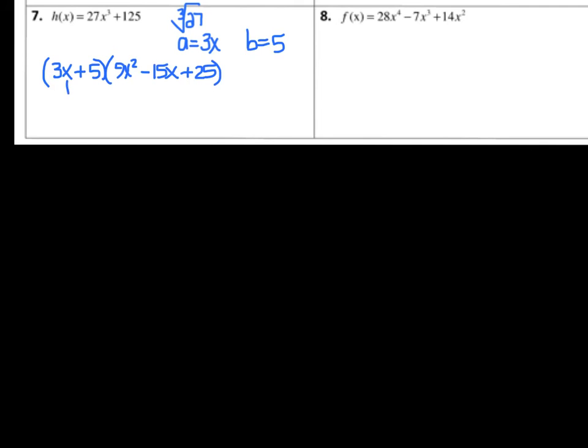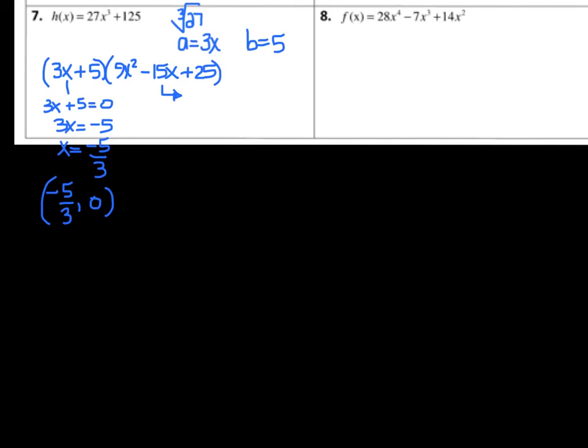I'm going to set this one equal to 0. I'm going to subtract 5 and divide by negative 3. So my first solution will be negative 5 over 3, 0. This one I'm going to have to put into the quadratic formula and solve it out.